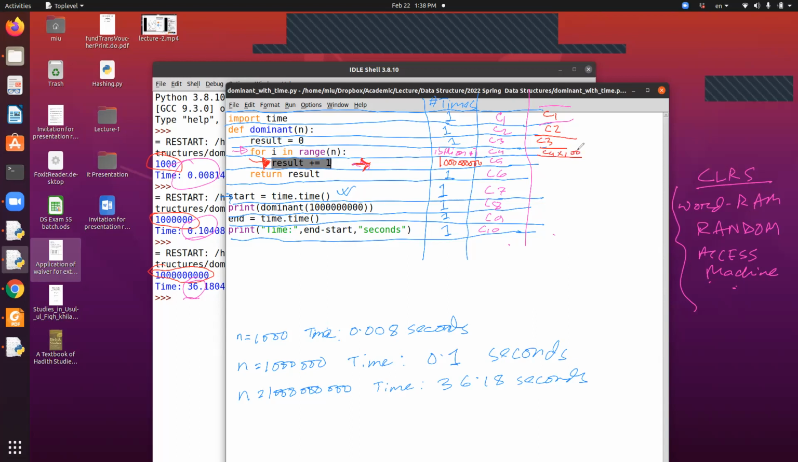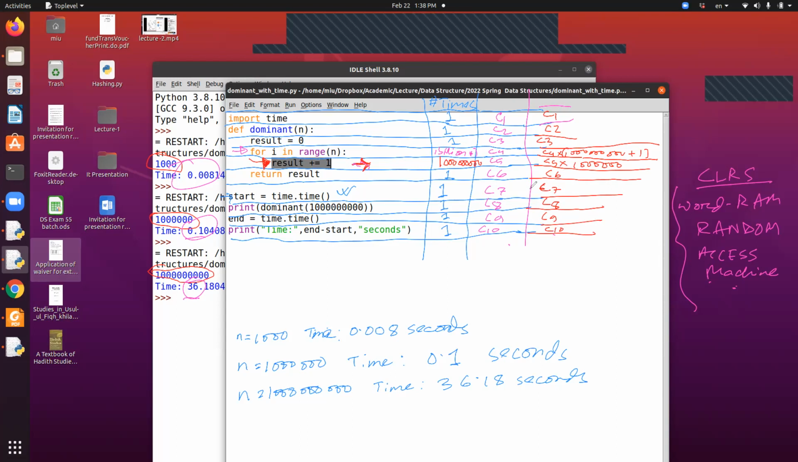C4 into 1 billion, we can write plus 1 also in order to be more precise, okay? C5 into also 1 billion, right? C5 into 1. Now it is C6, it is C7, very easy, right? C7, because all of them are running only once. It is C8, it is C9, it is C10.